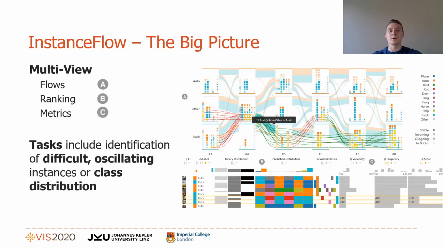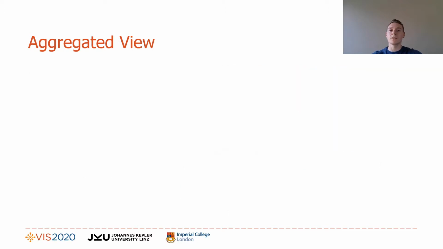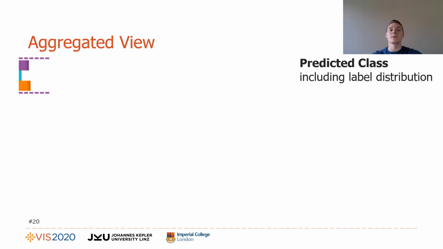InstanceFlow was built to answer specific questions regarding the identification of difficult or oscillating instances, tracing an instance's classification history, or assessing class distribution and its changes throughout a given epoch range. In the following example, we're looking at a classification of the CIFAR10 dataset. First, we start within a specific epoch. Here we see a box enclosed by purple dotted lines, which represents a prediction as cat. Within this container, the distribution of the real labels of the instances is shown. We then extend this for all selected classes, in our case dog as blue and deer as orange. Predictions as the other 7 classes are shown in the gray box in the center.